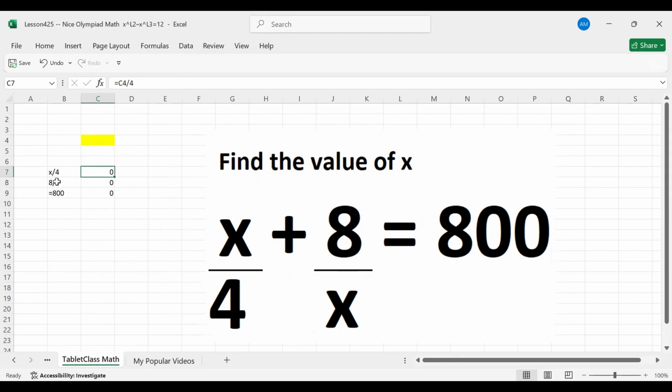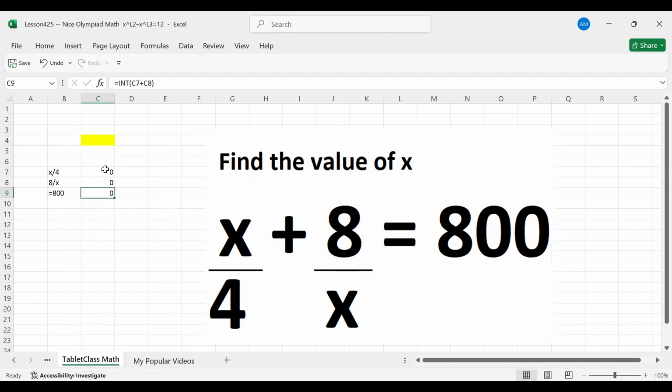Okay, the next is 8 divided by x. So we have this x and 8 divided by this x. Since anything divided by 0 will cause an error, to avoid this error we will use the IFERROR condition. Otherwise, this is 8 divided by x, where C4 is x. So we have these two parts completed. These are set, and they will work out.